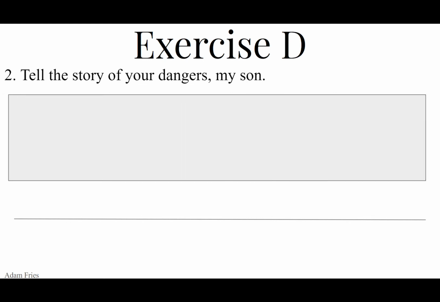Optime. Secunda. Sententia secunda. Tell the story of your dangers, my son. We have "tell." This is an imperative. We are commanding. We're ordering someone to do something. Imperative mood, not indicative, but imperative. The imperative of narro, narrare, narravi, narratus, to tell, to relate.